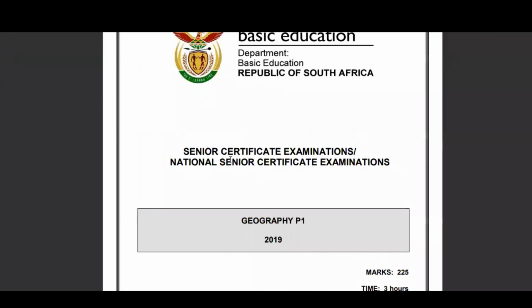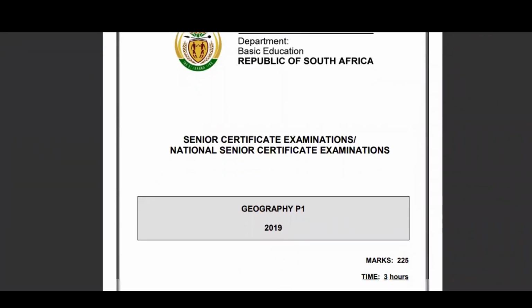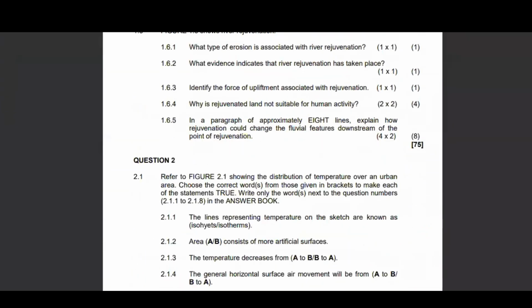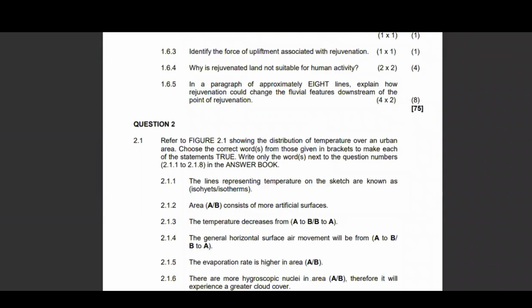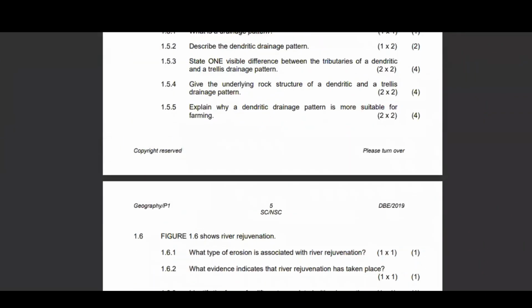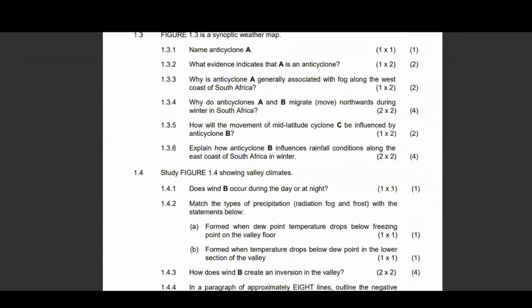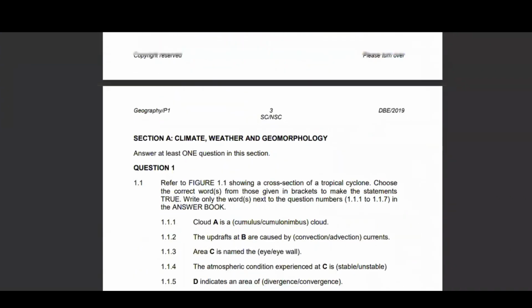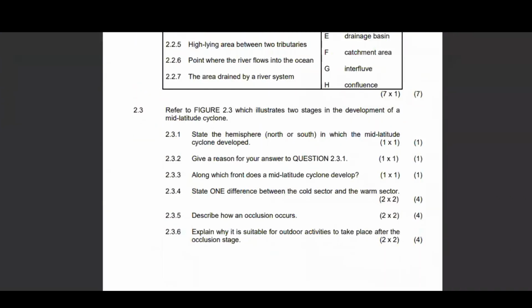If not, I can also pose another question. I can bring another question regarding mid-latitude cyclone. So you will find out that most of these questions are almost the same. This will assist you to know that there's no very big difference. So if you understand your question nicely, you won't face any challenges.